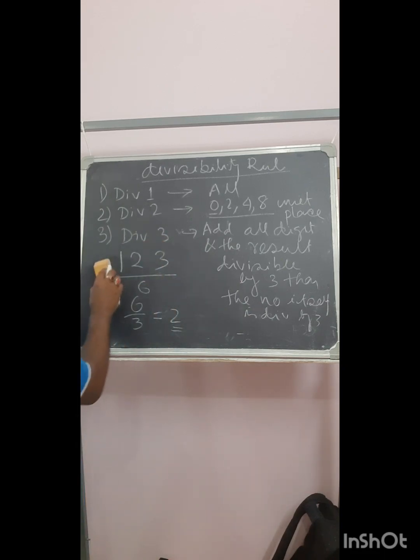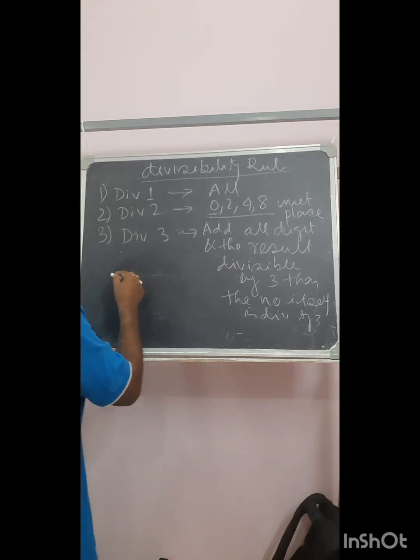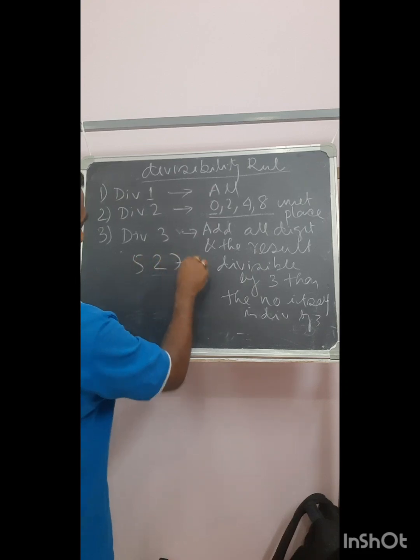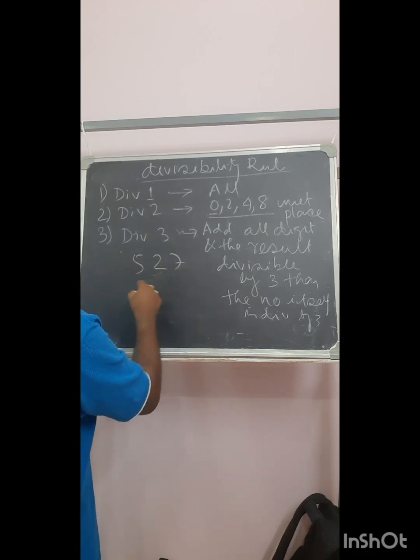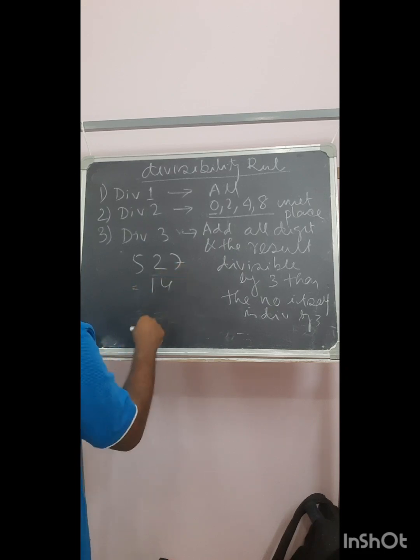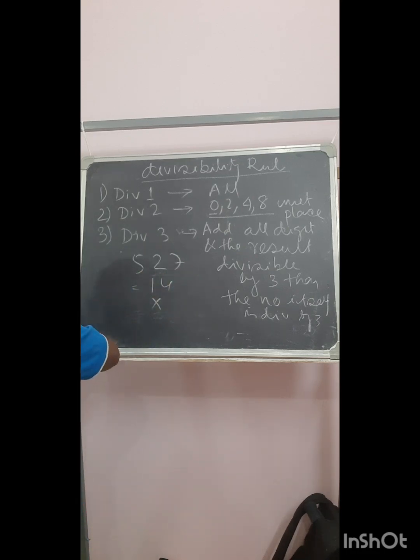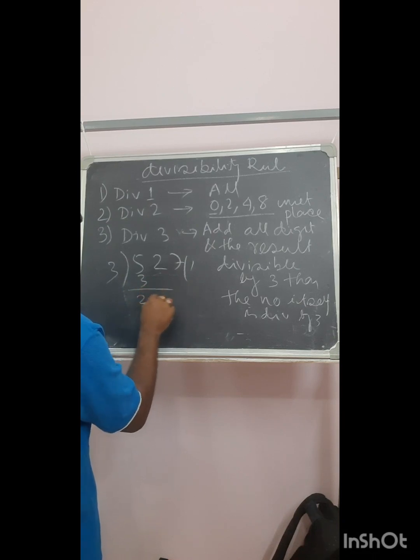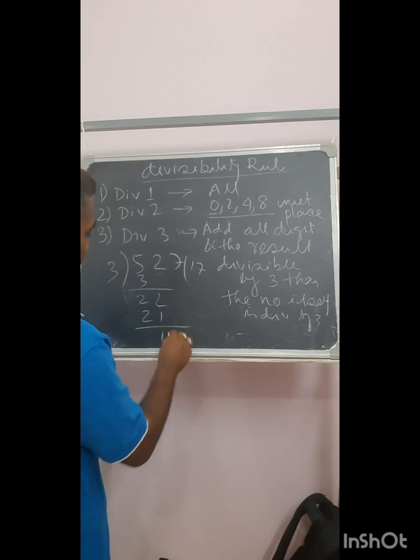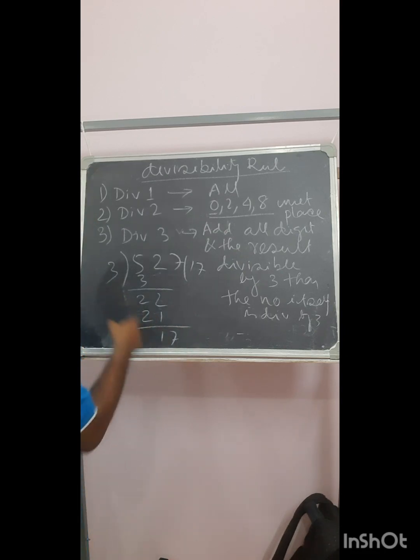Okay, take another example of higher order. Let's say 527. Let's see, 5 and 2 and 7 gives 14. Is 14 divisible by 3? No. So that means 527 should not be divisible by 3. So let's see if it is divisible. With the traditional method, if I do the division by 3, I get 175 with a remainder of 2. 17 is not divisible by 3, so 527 is not divisible by 3.